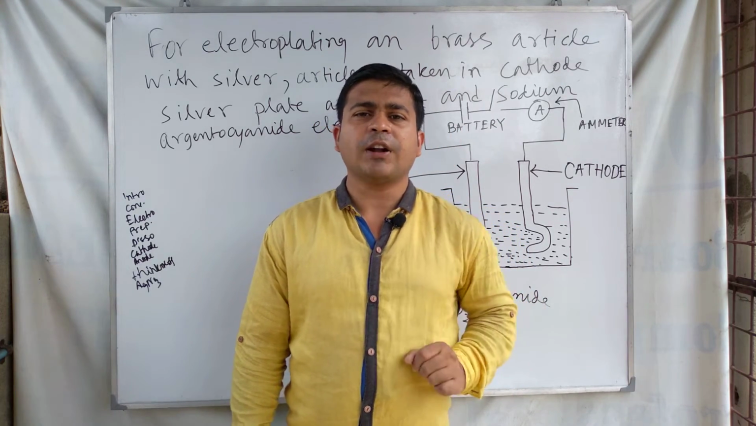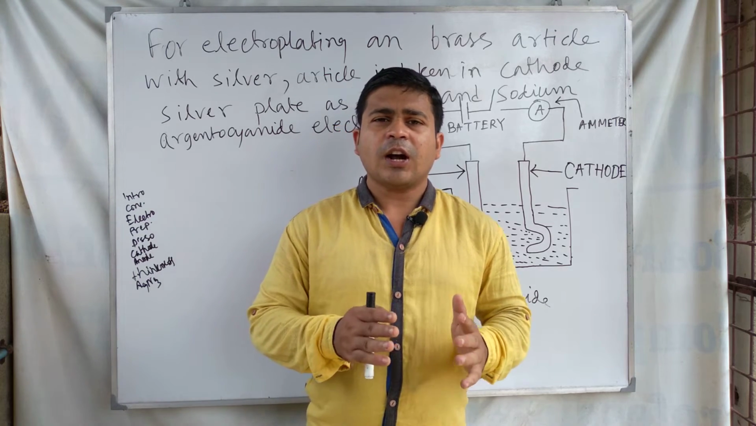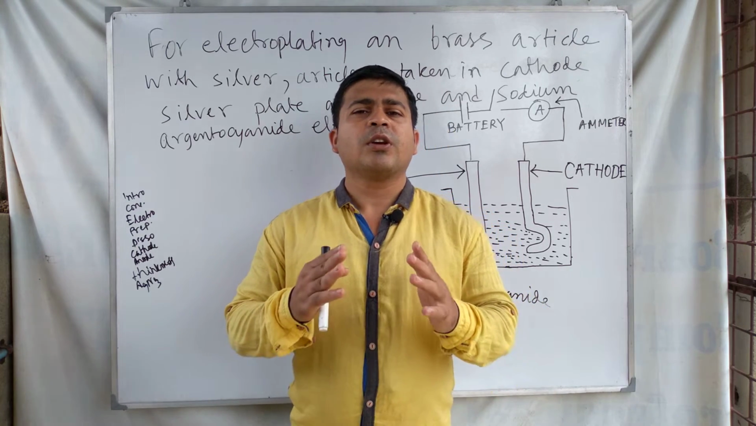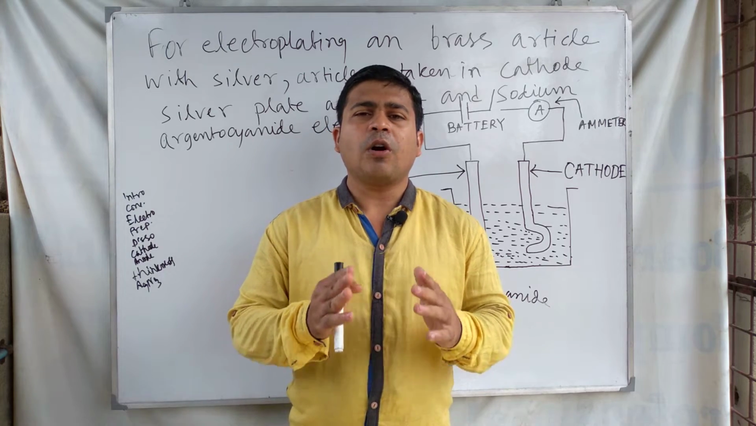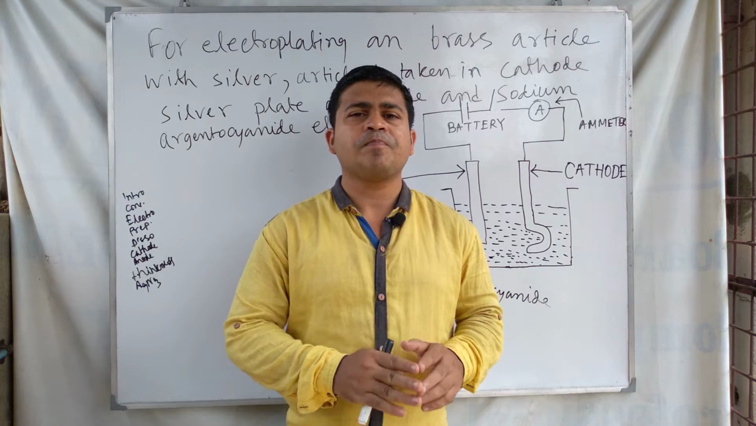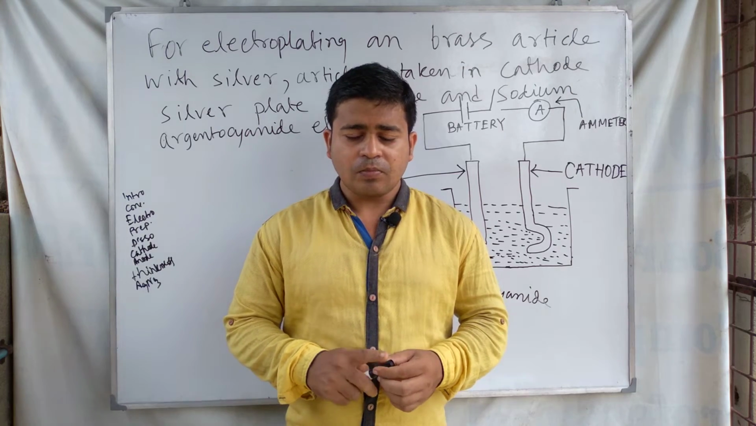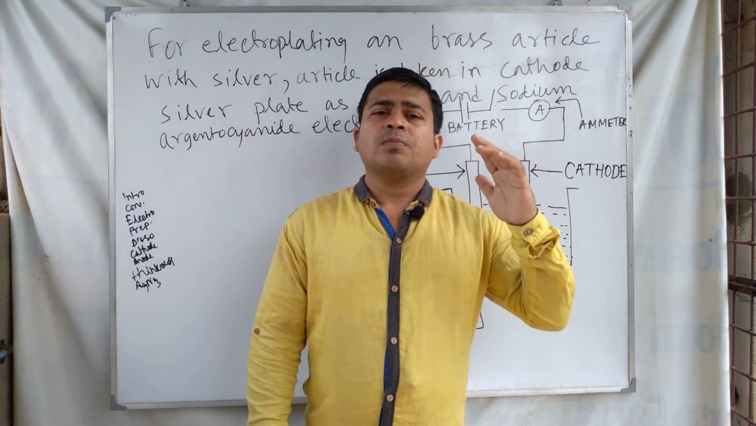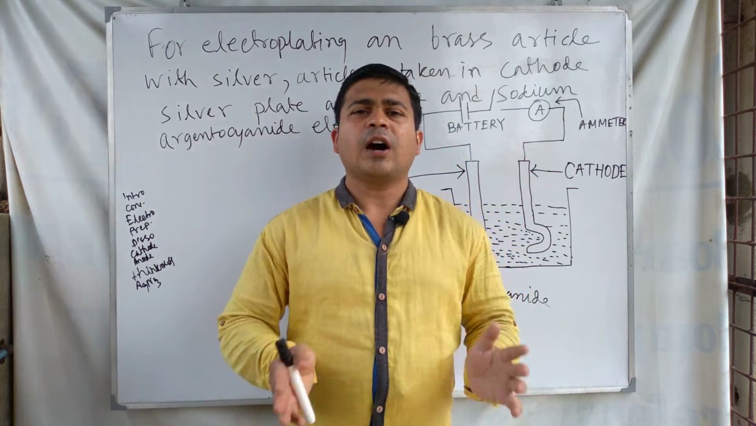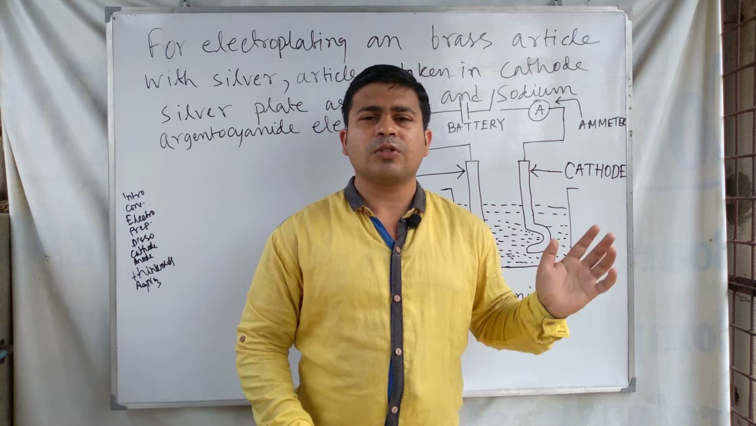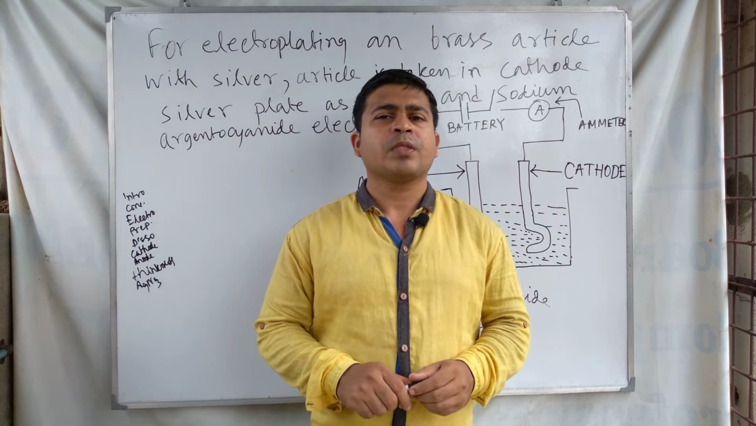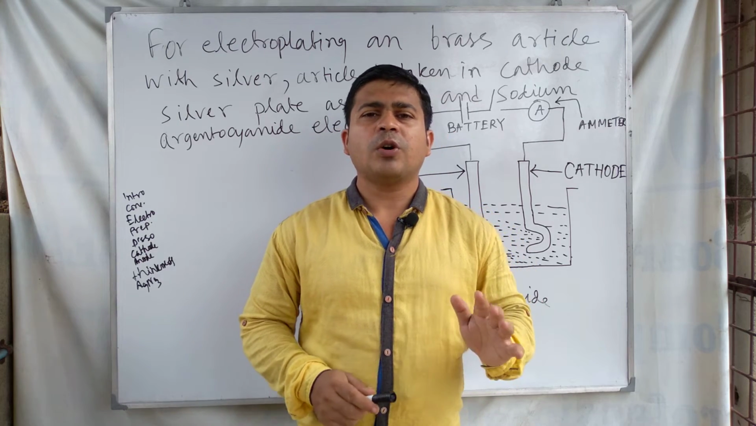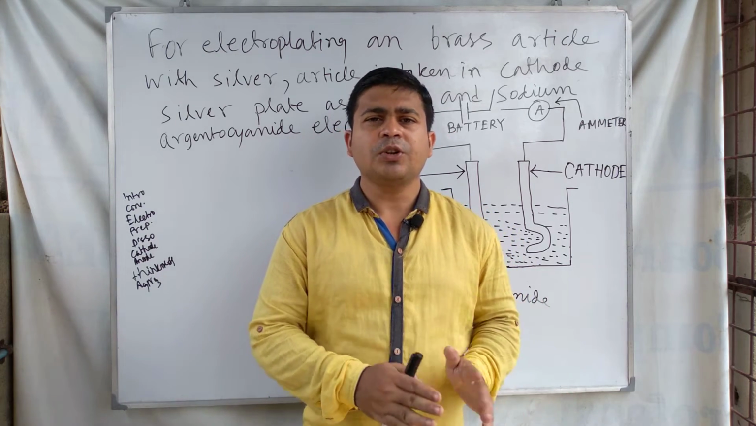We electroplate the brass article, and we discuss what electrolytes are required for this process, the details of the cathode and anode reactions, the dissociation of the electrolyte, and how the electrolyte is prepared for this electroplating process. We discuss all about these things in this video lecture.